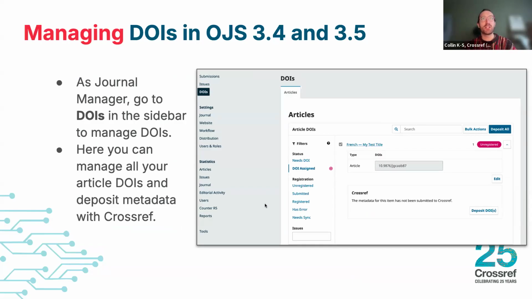As a journal manager, you go to the DOIs in the sidebar, find the articles that you've made any changes to, select them, and then click bulk actions and deposit DOIs. That'll send the updated metadata over to us, over to Crossref.